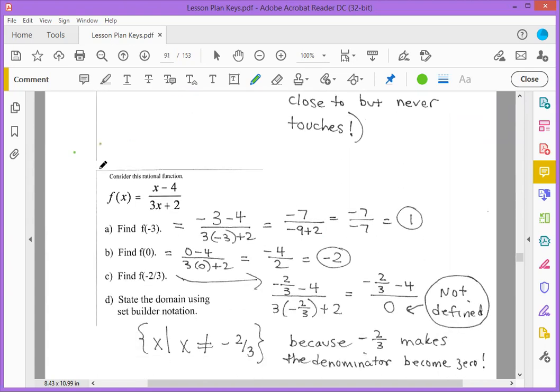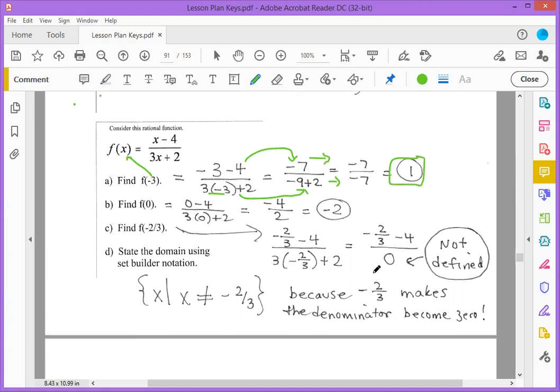All right, let's look at the next example. We have f of x equals x minus 4 divided by 3x plus 2. Find f of negative 3. To find f of negative 3, we're going to substitute negative 3 everywhere we see x. So this will become negative 3 minus 4 in the numerator. That simplifies to negative 7. In the denominator, 3 times negative 3 gives us negative 9 plus 2. And we'll simplify more. In the denominator, negative 9 plus 2 gives us negative 7. Negative 7 divided by negative 7 is 1.